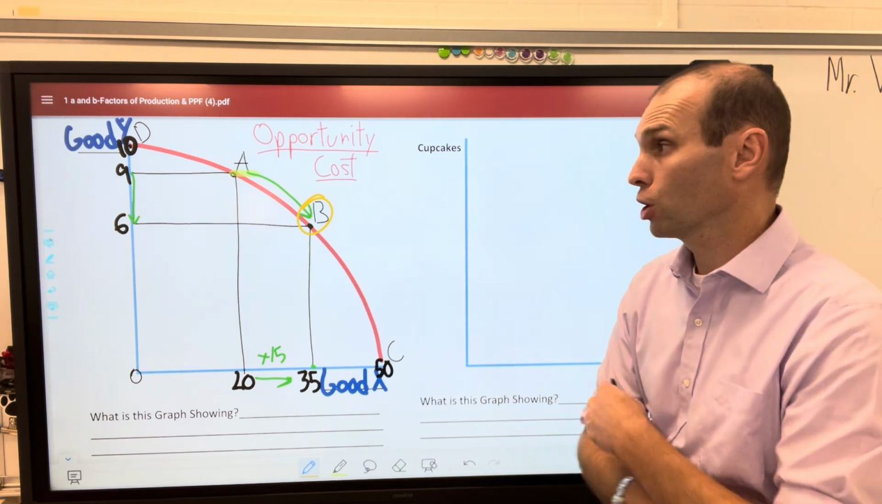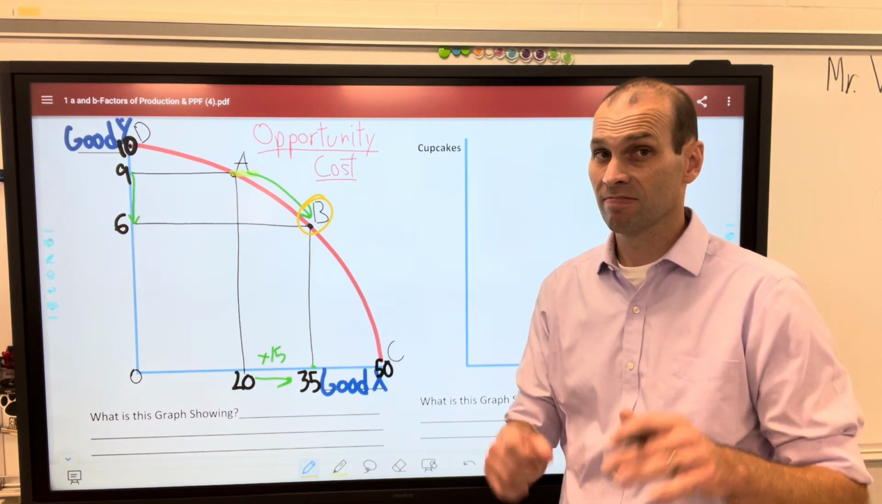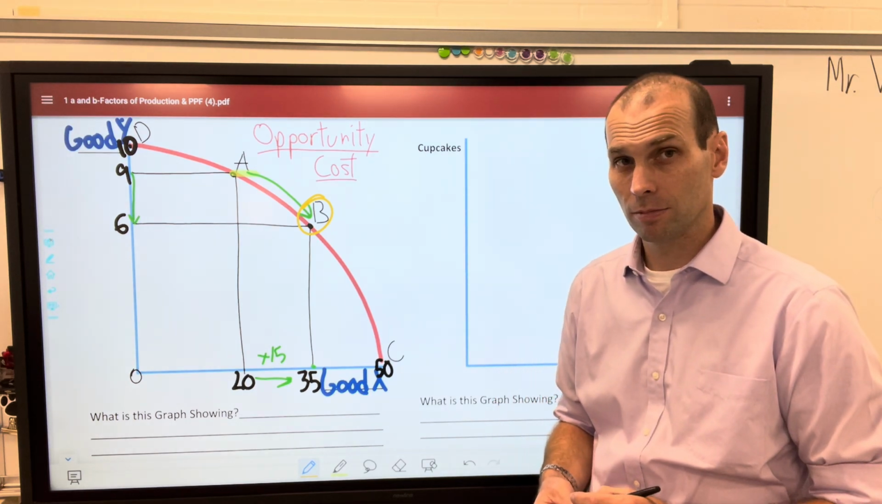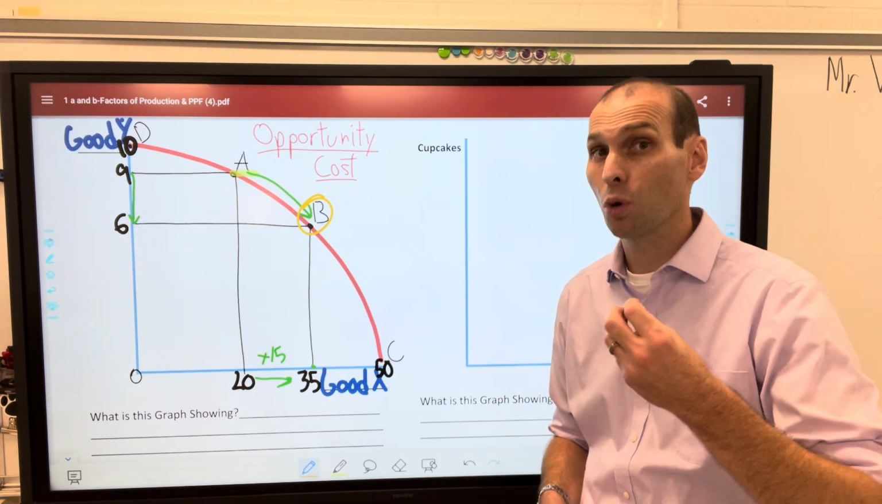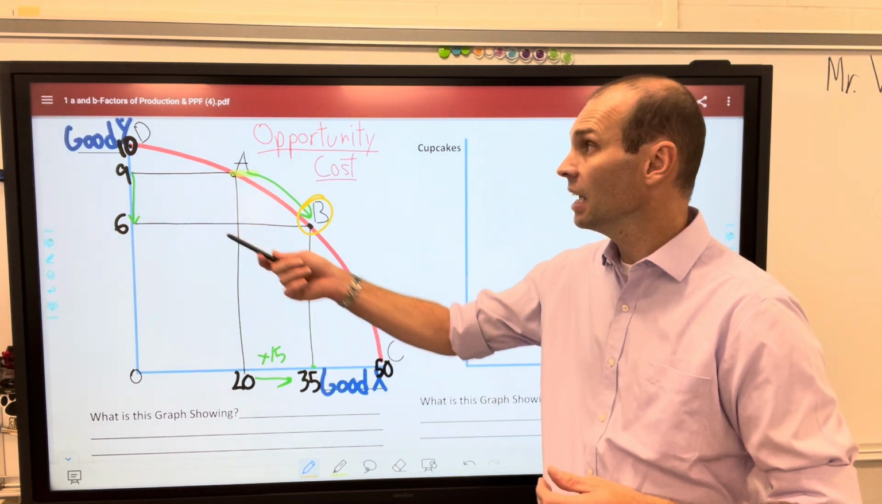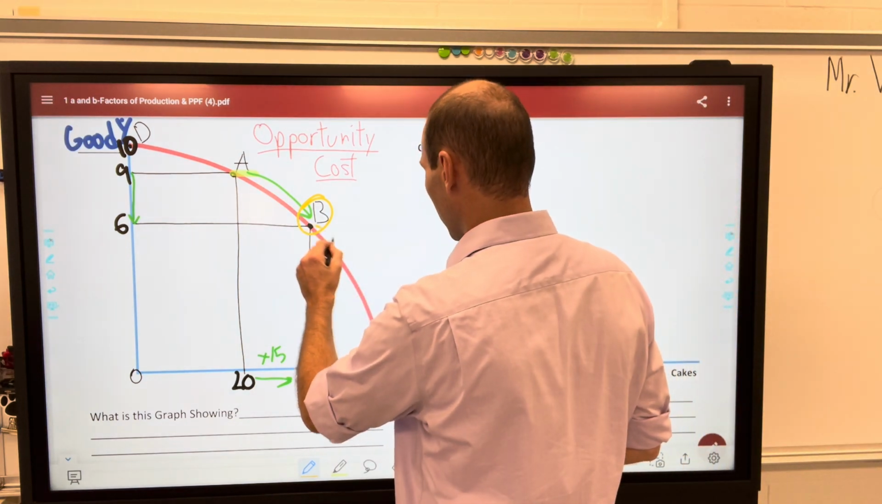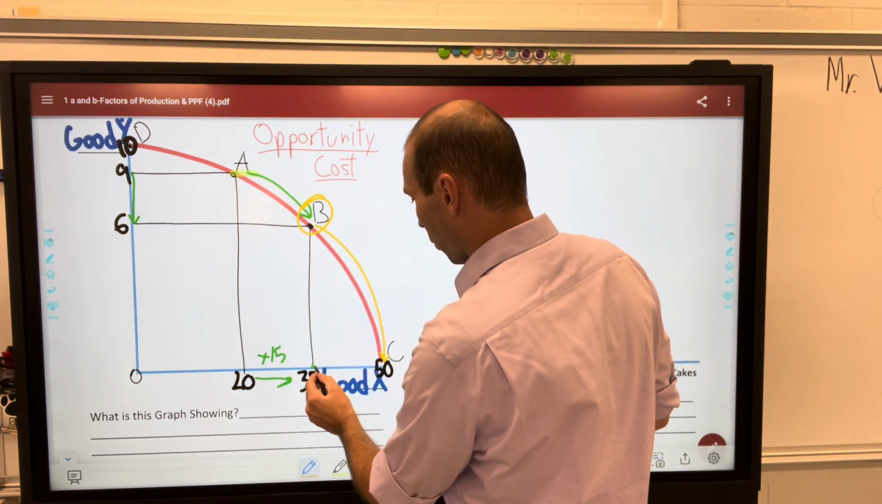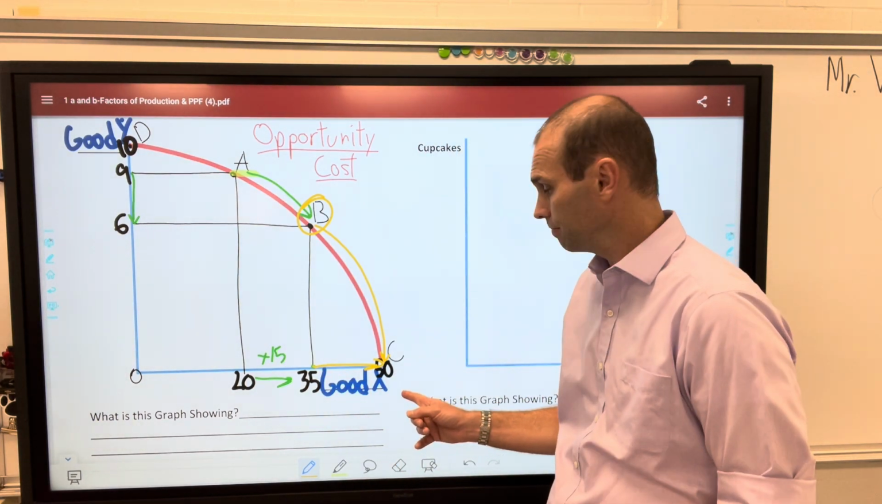All right. The correct answer here would be, did you get it? 6 good y's. So I said, what's the cost of 15 good x's if we're at point B? That is how questions on the test work. The answer is 6 good y's. The answer is, if we go from point B and I want 15 more, well, 15 plus 35 is 50.